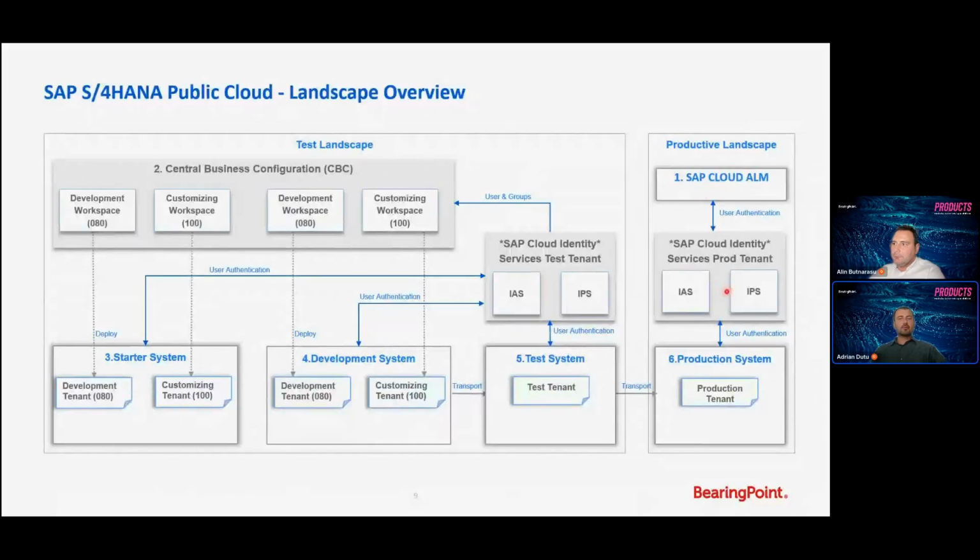The second system to be provisioned is the SAP Central Business Configuration, which is a separate system that runs on BTP and will support with configuration and implementation activities. The starter system, which is pre-configured with business processes and master data, is useful for delivering fit-to-standard workshops to the customers.